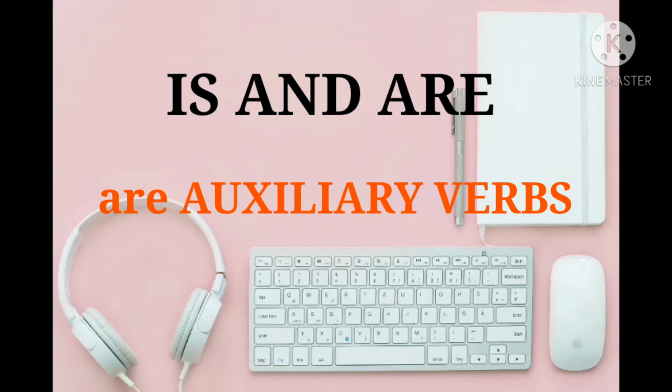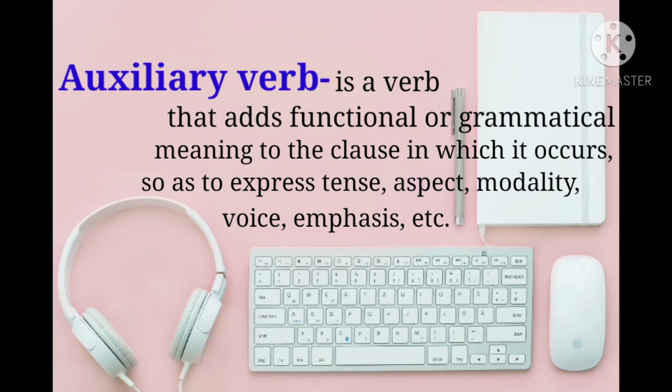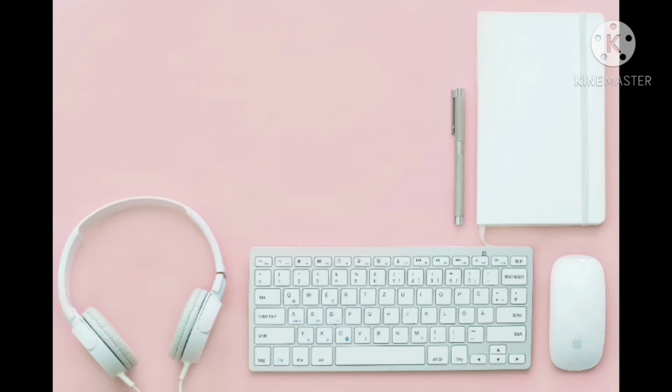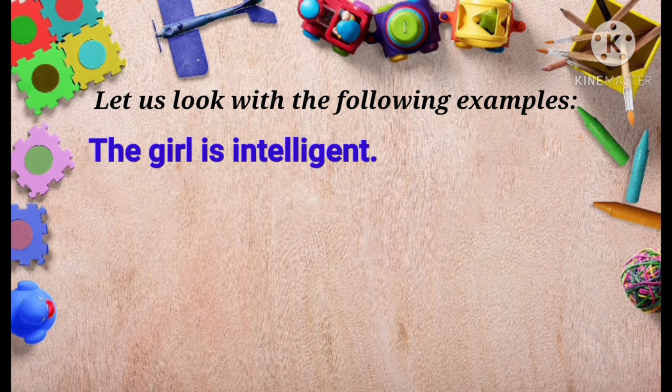Auxiliary verbs help the main verb to describe an action that happened in the past, or even in the present or in the future. An auxiliary verb is a verb that adds functional or grammatical meaning to the clause in which it occurs, so as to express tense, aspect, modality, voice, emphasis, etc. Let us look at the following examples.